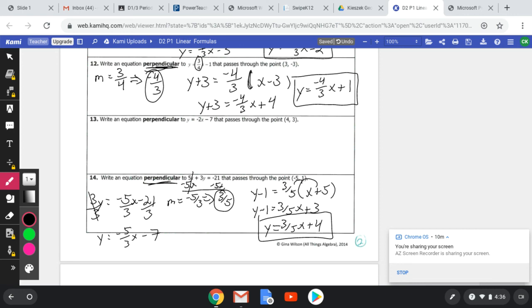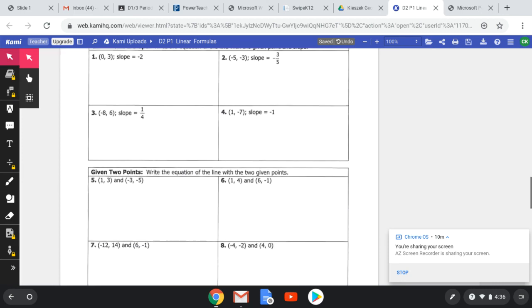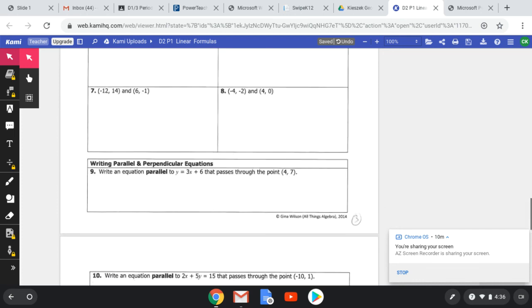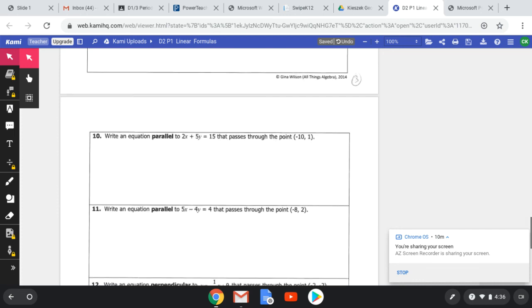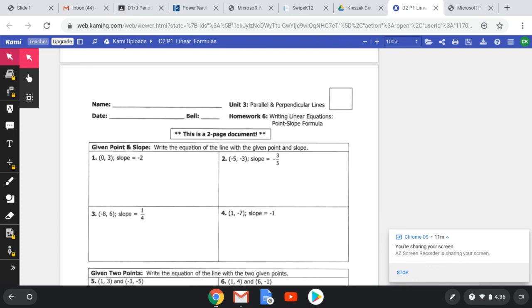So for your homework, what I would like you to do is the odd problems, okay? So complete the odd problems for homework, and then we'll go over it next class.